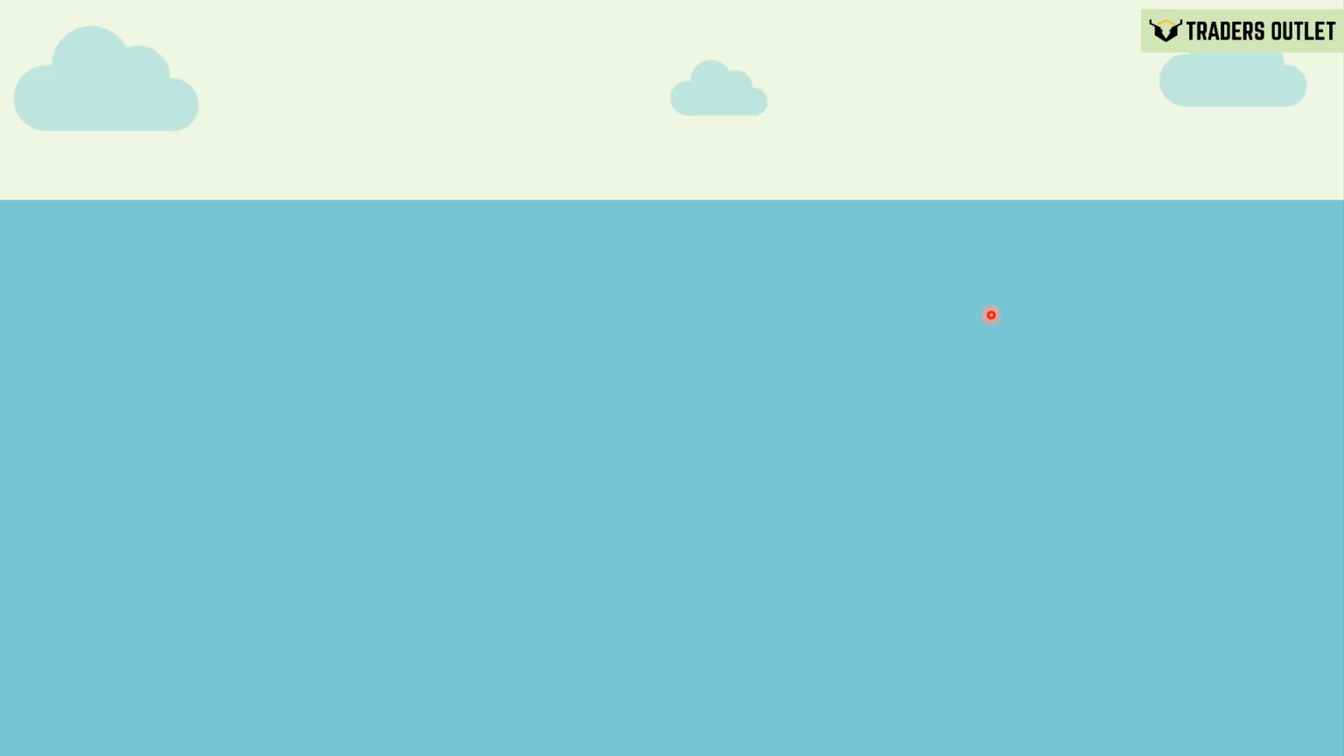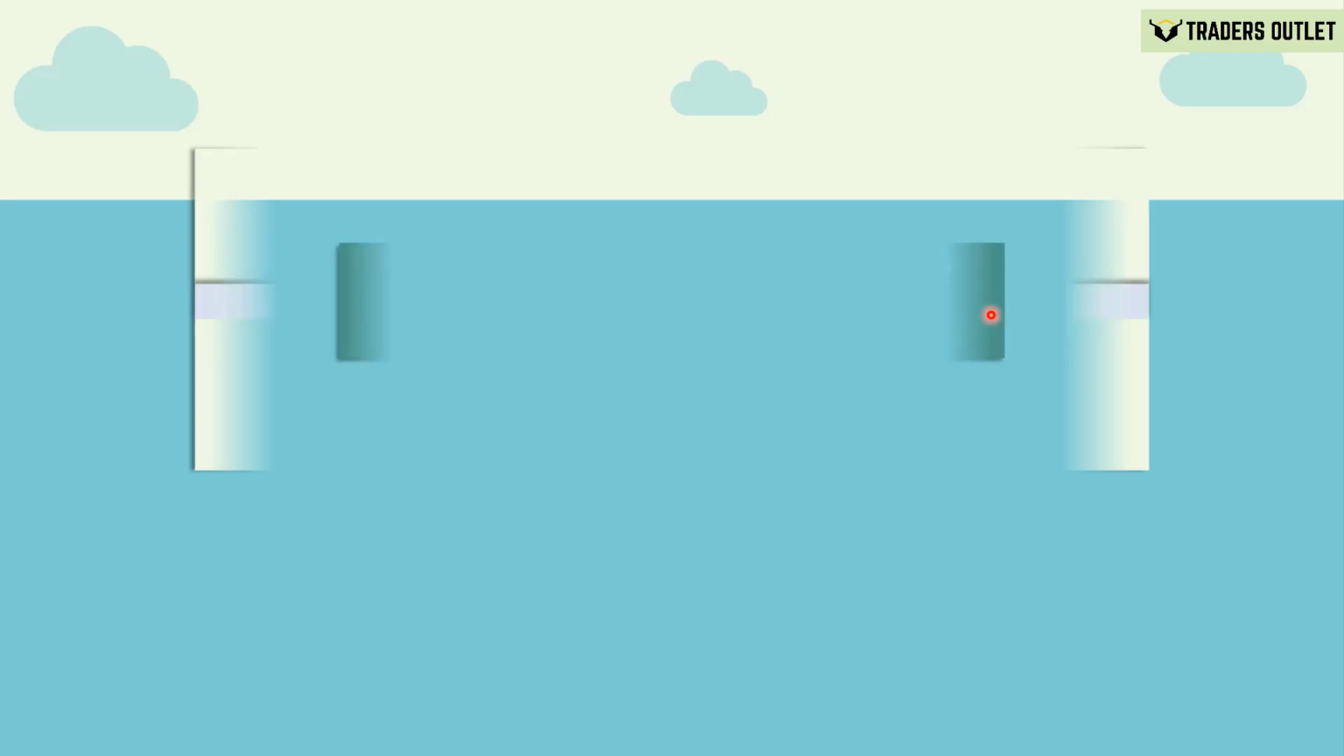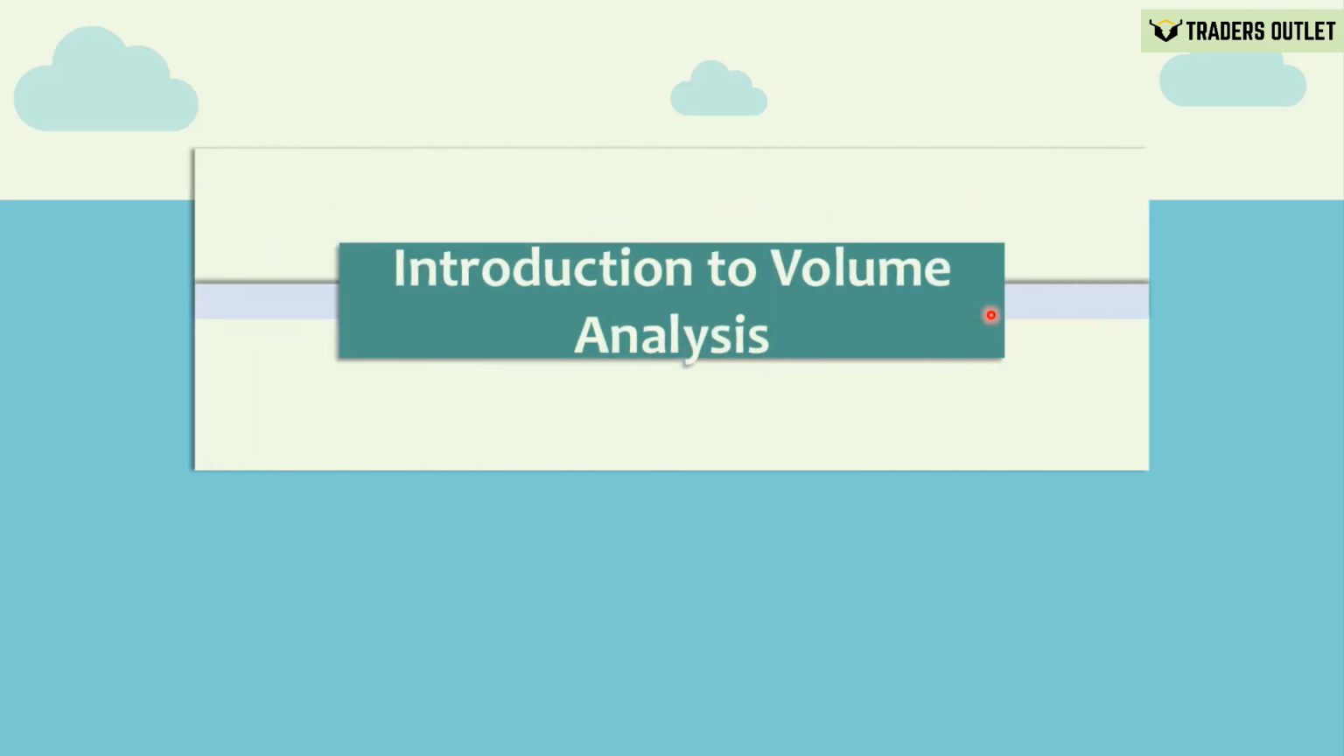So now we move on to the next chapter, or rather next section of our studies, which is the volume analysis. There are three chapters. I'm going to talk about them one by one. So if we talk about volume analysis, let's start first with the introduction to volume analysis.